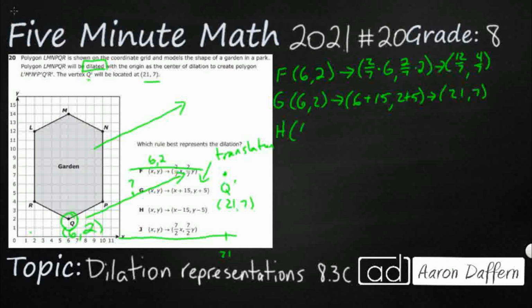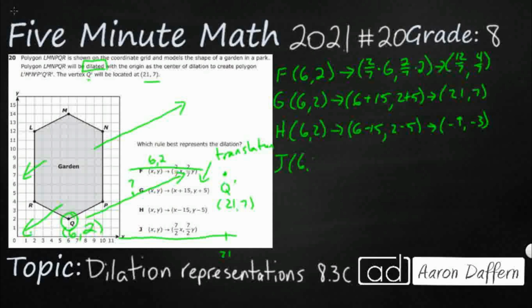Well, H is definitely not going to work because it's another translation. It's just going negative now. So we've got 6 minus 15, and then 2 minus 5. That's going to be (-9, -3), so that's way down here. But it is just another translation. We're just sliding it. Let's see what J looks like.